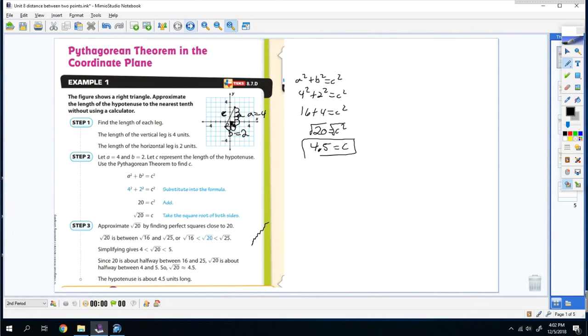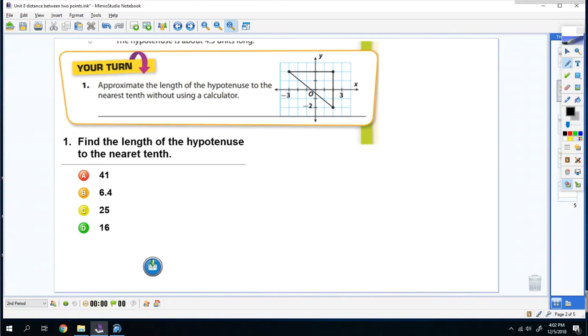So now you try one. Pause the video and try this one by yourself. All right, number 1, approximate the length of the hypotenuse to the nearest tenth without using a calculator. So we're going to do the same thing. I want to find this, which is the hypotenuse, which is C. I'm going to label this A, and I'm going to label this B.